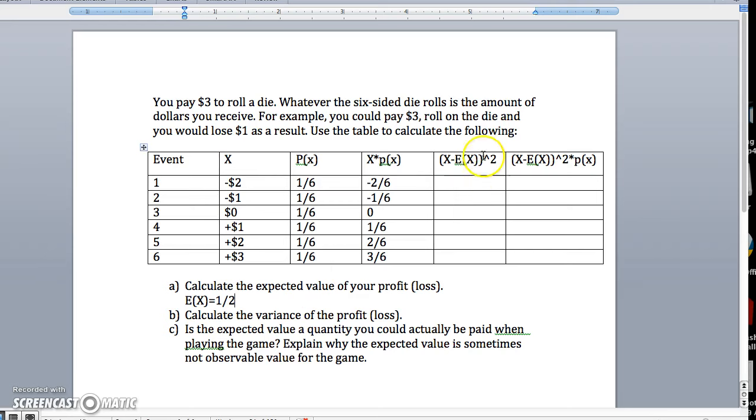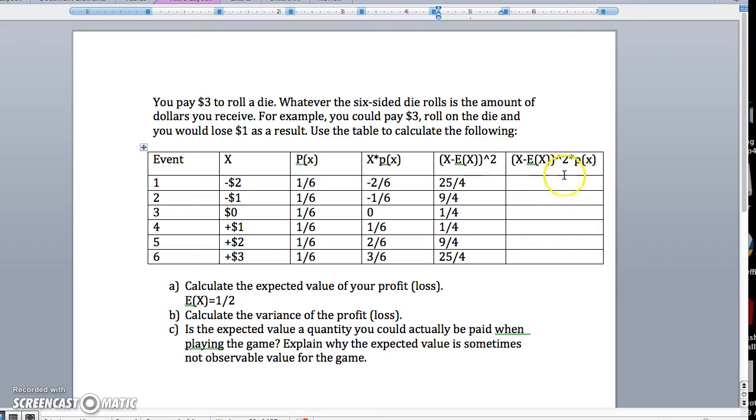Okay, so right here on column 5, it's asking us to subtract our expected value, which we already got, from x and get this, and then square it. So doing that, we'd get 25 out of 4, 9 out of 4, 1 over 4, 1 over 4, 9 out of 4, and 25 out of 4.